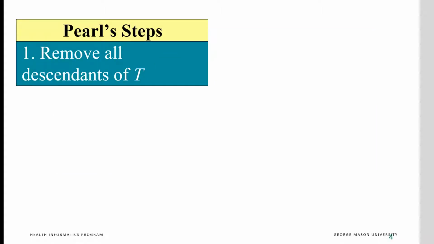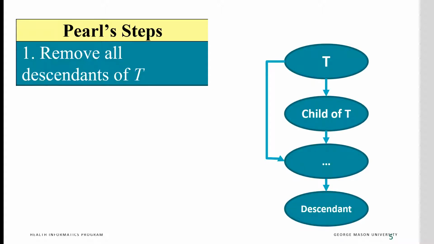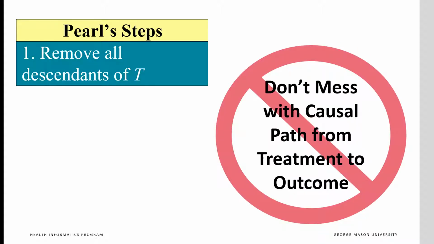The first step in Pearl's do operation is to remove all descendants of treatment T. A descendant of T is a node that can be reached if we start from T and follow the direction of the arcs in the network. The idea that descendants of treatment, for example complications of treatment, should not be statistically controlled is well accepted. One should not stratify anything on the causal path from treatment to outcome, as that would distort the impact of treatment on outcome.